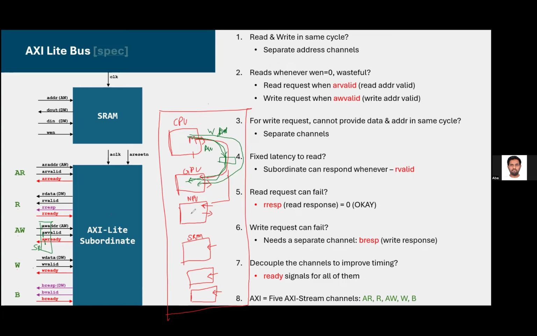Other than that, W and AW are independent, so any of them can come first. That's not a problem. And the other one, B, is pretty logical, so you can't break that even if you try, unless you have a faulty subordinate which just gives a B response. Then it's actually faulty.